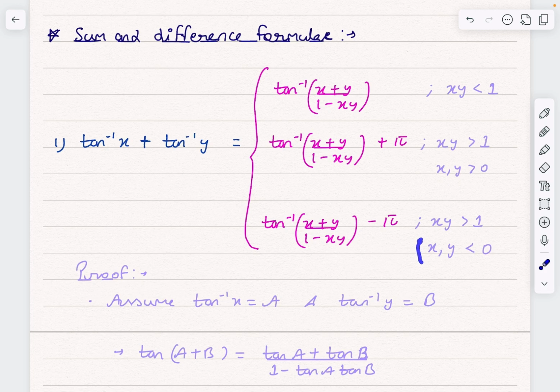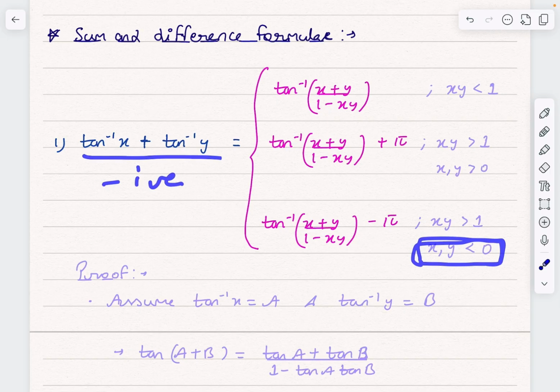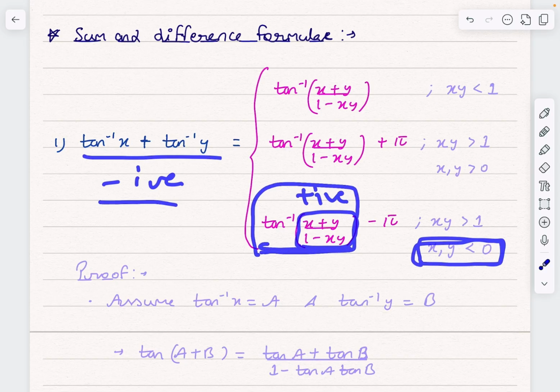Second case, when x and y are negative. When x and y are negative, you will see the left side will be negative. But this will come out to be positive, which will make this thing to be positive. So left side is negative, right side is positive. To balance out the thing, we subtract pi. So this side will also come out to be negative then.